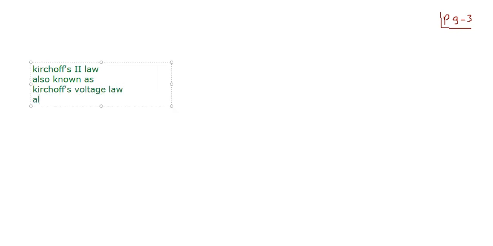So now Kirchhoff's second law. Kirchhoff's second law is also called Kirchhoff's voltage law, also known as the loop rule, because Kirchhoff's second law is applicable for any closed loop. Any closed loop. For example, I can give you a small example.